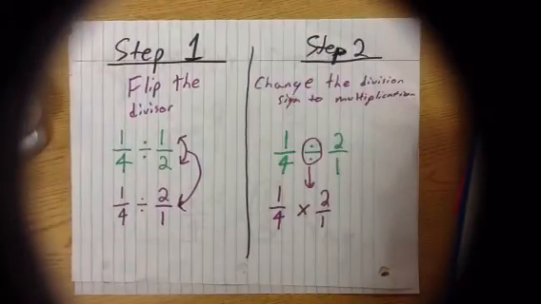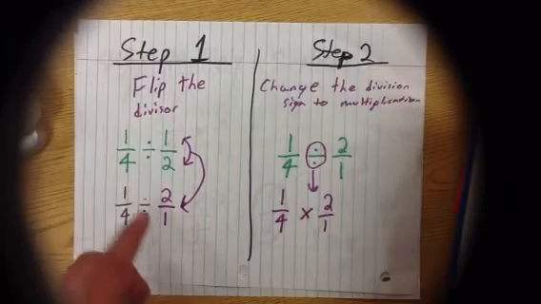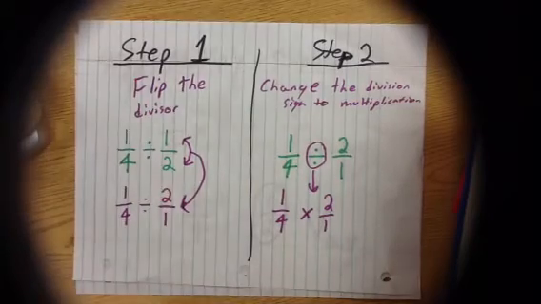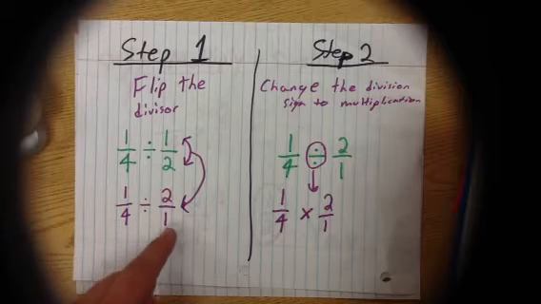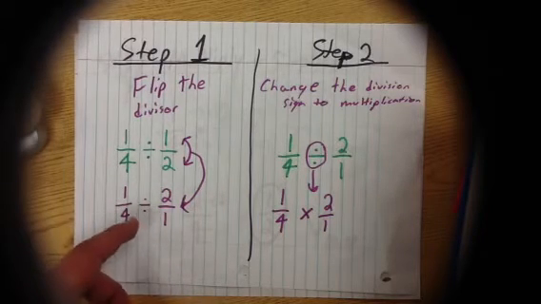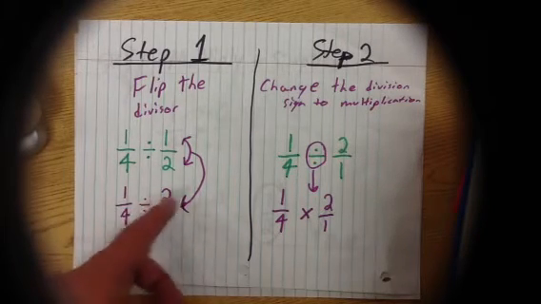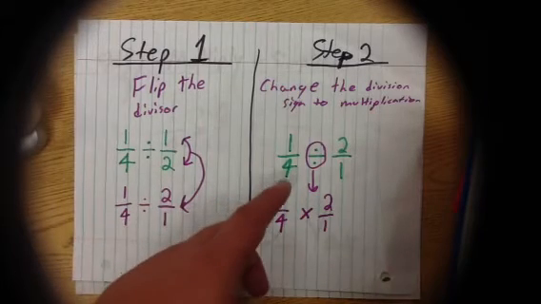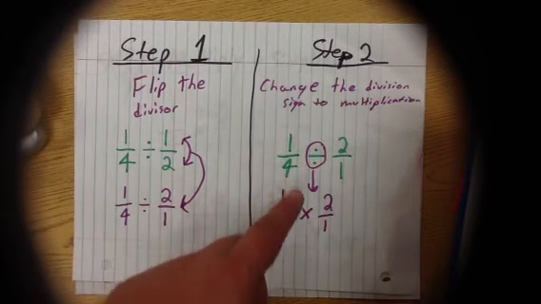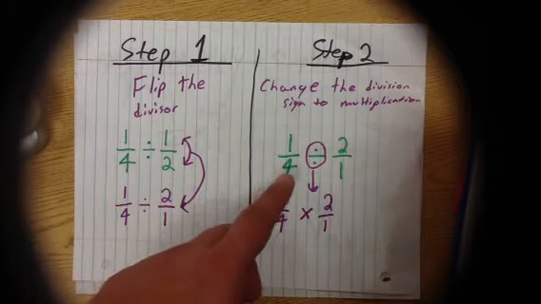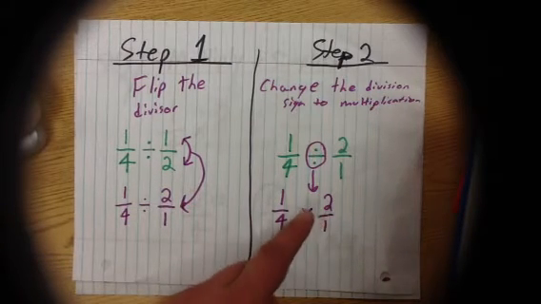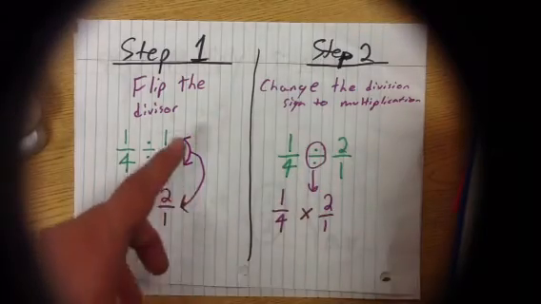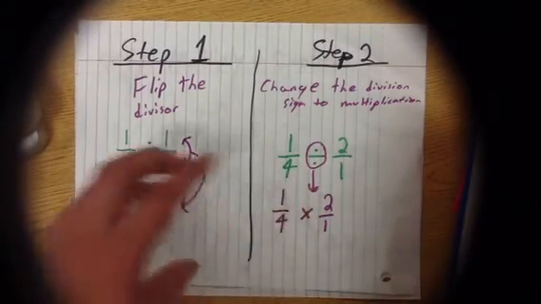Let's look at this step by step. Step 1. You have your problem, 1/4 divided by 1/2. Flip the divisor. So 1/4 is now divided by 2/1. But we can't just flip the divisor. Once we've flipped it, we can't keep that sign the same. Because we flipped the divisor, we have to flip the sign. So now change that division sign to a multiplication sign. What was once 1/4 divided by 1/2 is now 1/4 times 2/1. So notice that this is flipped, and the sign is flipped.